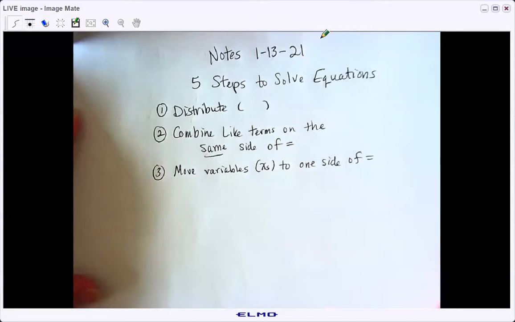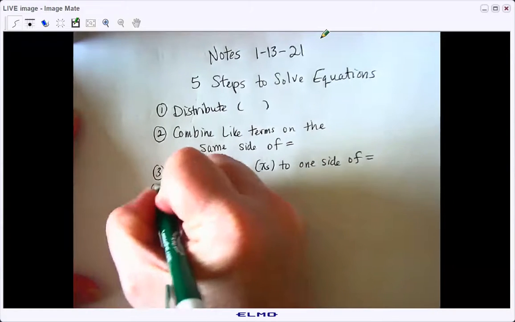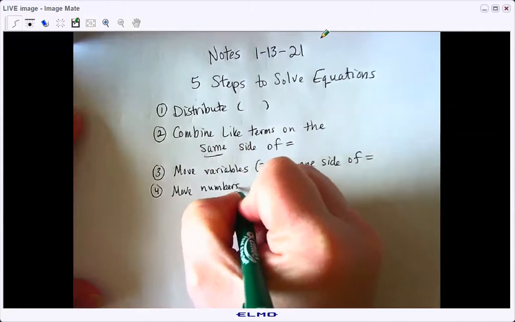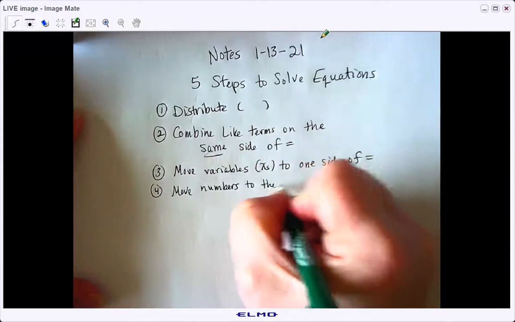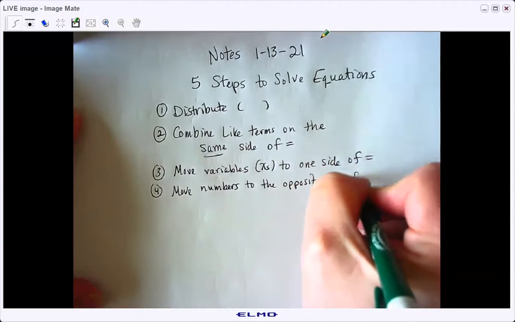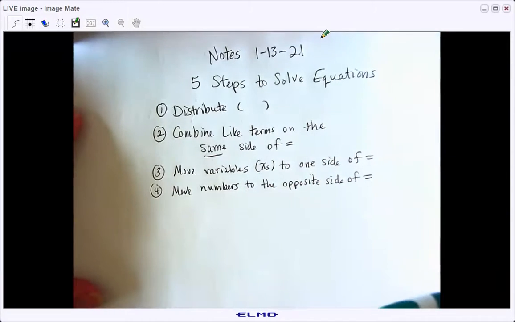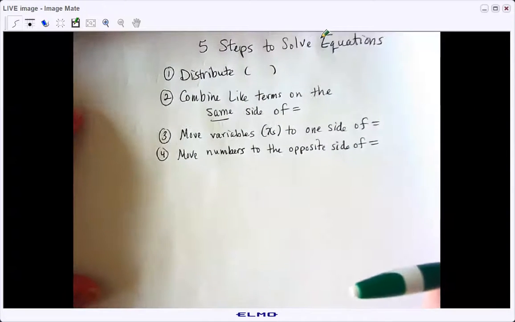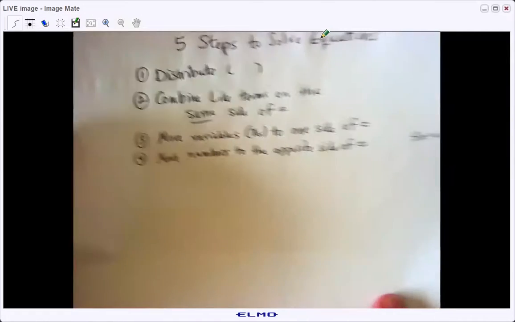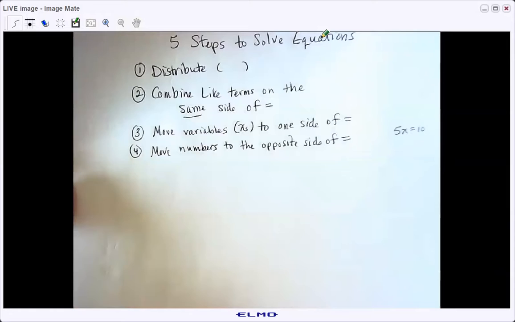And if variables are only on one side, then you're going to go to step 4. And we're going to move the numbers, also called constants, to the opposite side of the equals. That's of the variables. Some of you are still writing. When you get down to step 4, you should have something that has variables on one side and numbers on the other, kind of like a 5x equals 10. That's what it would look like when you get down to here.